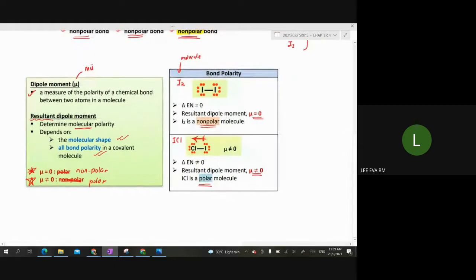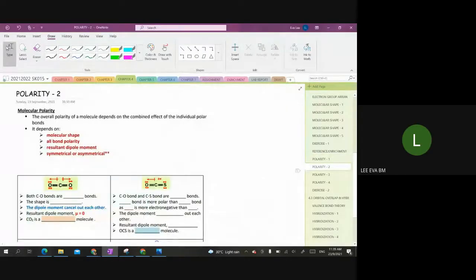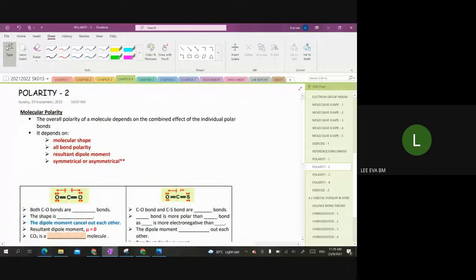Any question for this one? No. Okay, tak ada soalan, kan kita teruskan kepada molecular polarity.